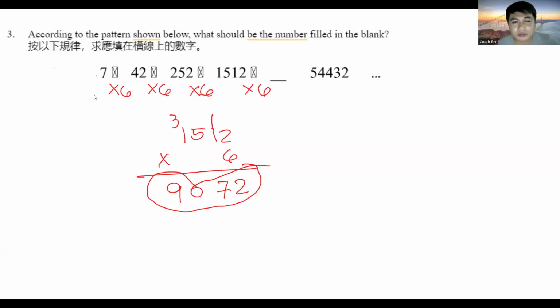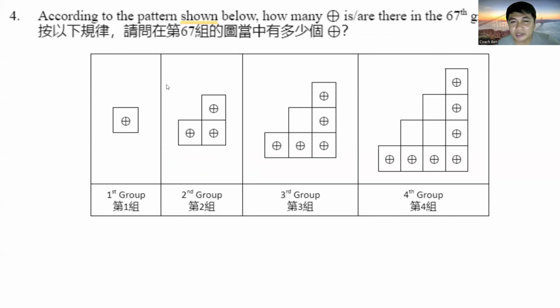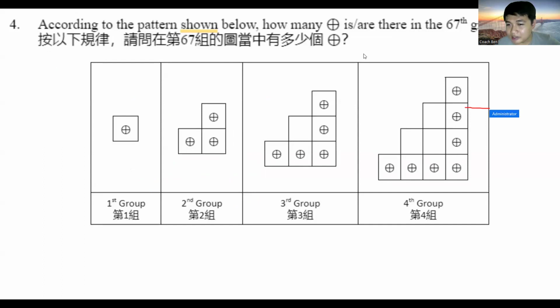Okay, let's move on to number 4. According to the pattern shown below, how many circles are there in the 67th group? I see Jaira Jeremiah is raising their hand. Do you want to answer for number 4? Yes. Okay, go ahead.